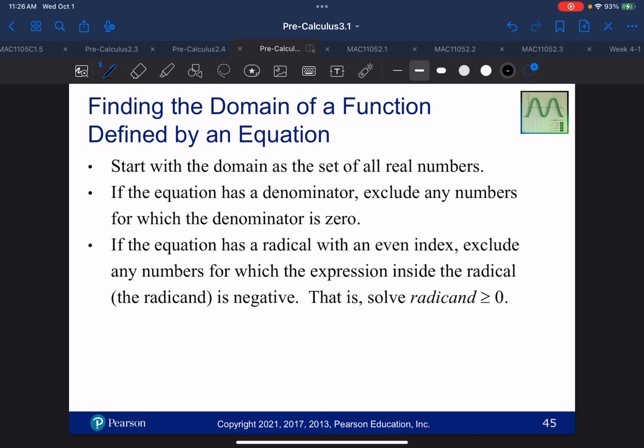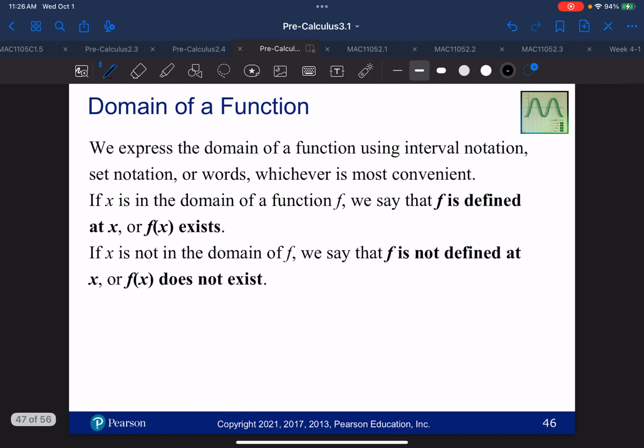Okay, you can pause and read this on your own. It's pretty much saying everything I've said about the restrictions. And when we do find those values of x that are not in the domain, we just say that f is not defined at x, or f of x does not exist.